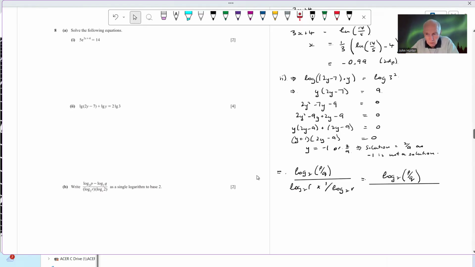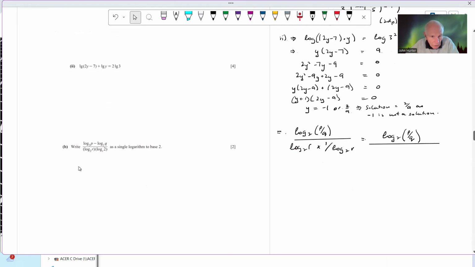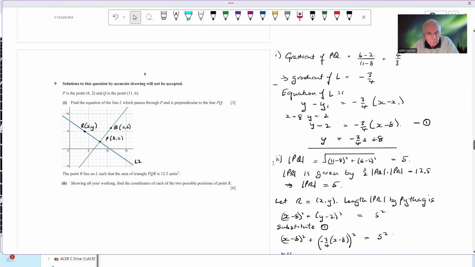Okay, so that's quite a nice one. Something to watch out for, I think, is that fourth log rule, where we can put different bases over the same base. It doesn't actually come up that much, but it's an important one.